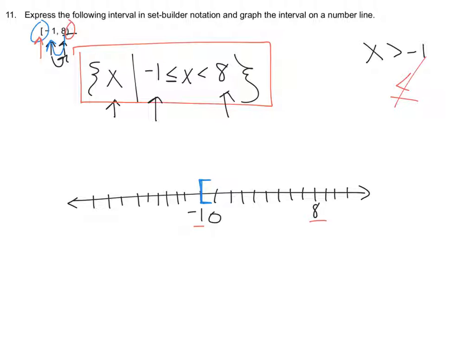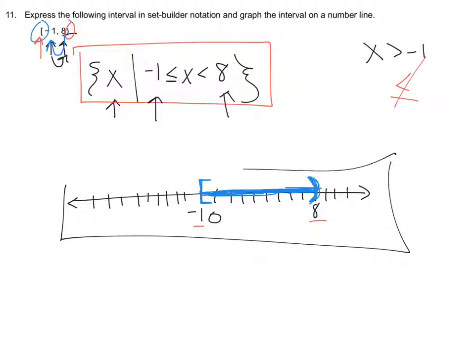Now, x is between -1 and 8, so this is going to keep on going until I reach a +8. Now, my 8 is not included in the set, so I need to put a parenthesis at the 8 mark. And then we'll draw a thick line between the two numbers to show that x can be any value between those two numbers. And that's my answer for the graph.